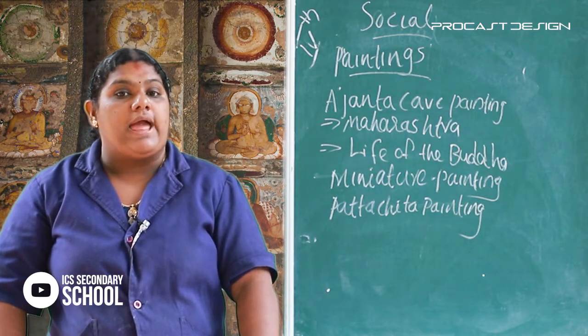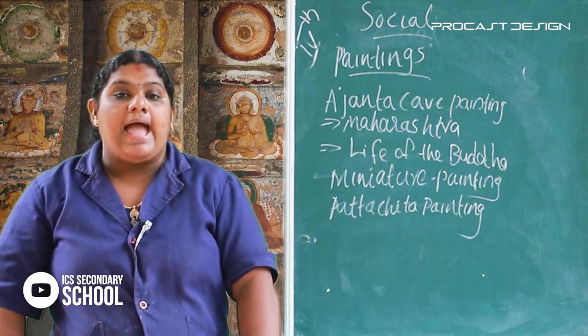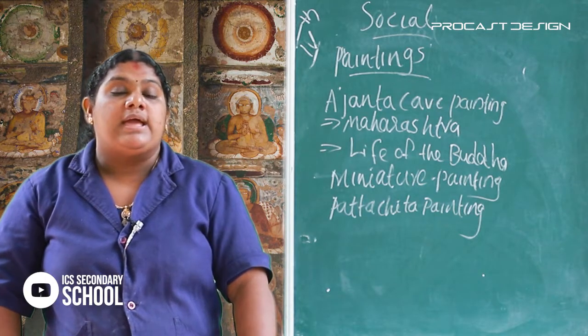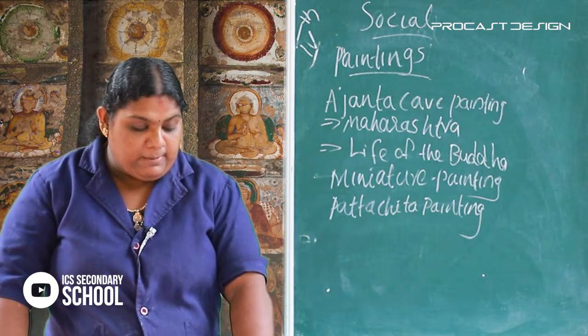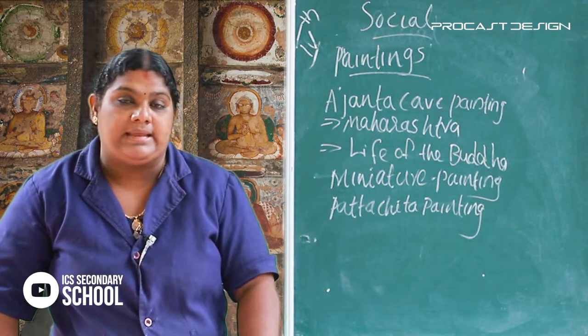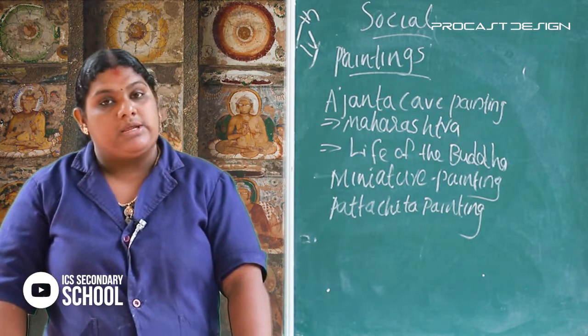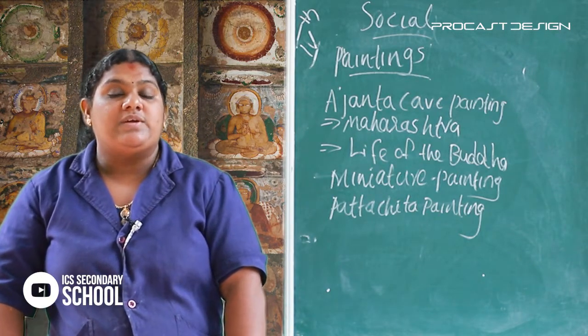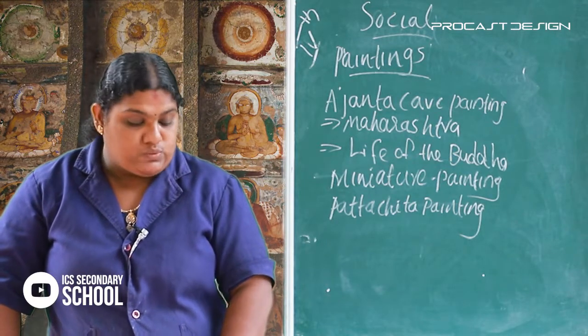Then Mughal emperors invited painters from other countries to their court, and the local rulers also engaged painters to decorate the palaces and temples. Okay, next we studied the last section of the chapter, that is festivals.